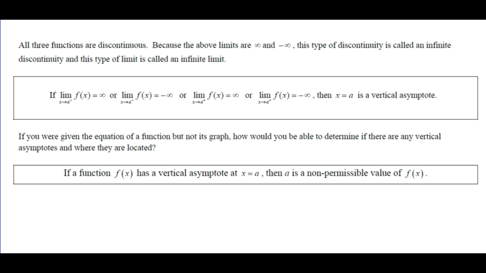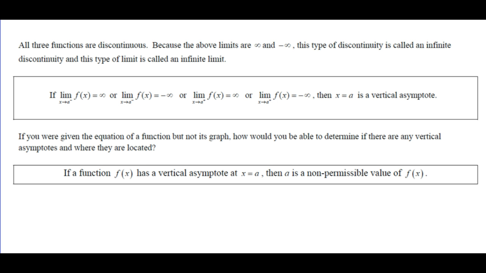Because the above limits are infinity and negative infinity, this type of discontinuity is called an infinite discontinuity, and the limit is called an infinite limit. And if any one of these is true, then there's a vertical asymptote at x equals a. So if you approach a from below and get infinity or negative infinity, if you approach a from above and get infinity or negative infinity, there's an asymptote there, right? And whether they both go up or not, there's still an asymptote.